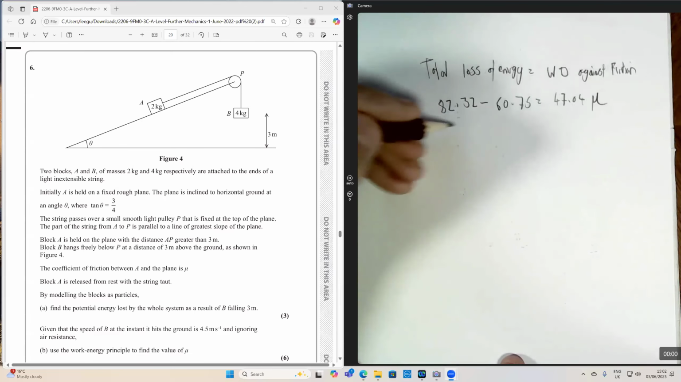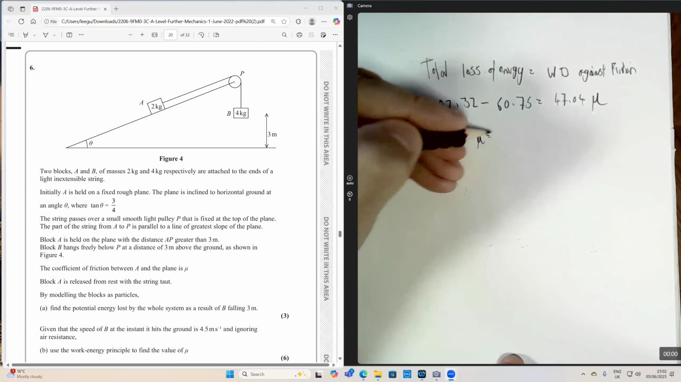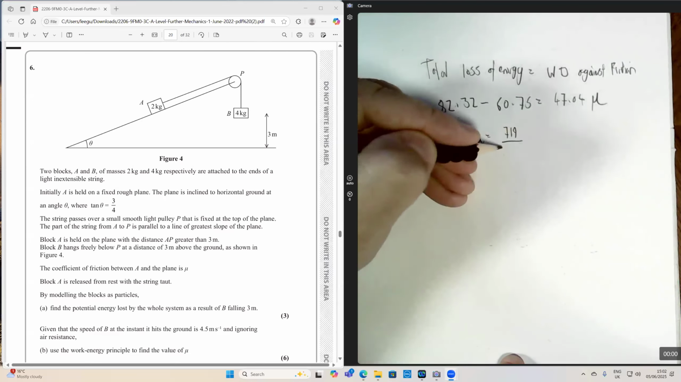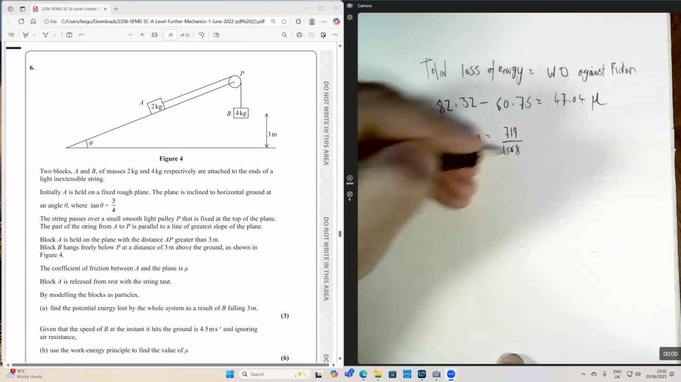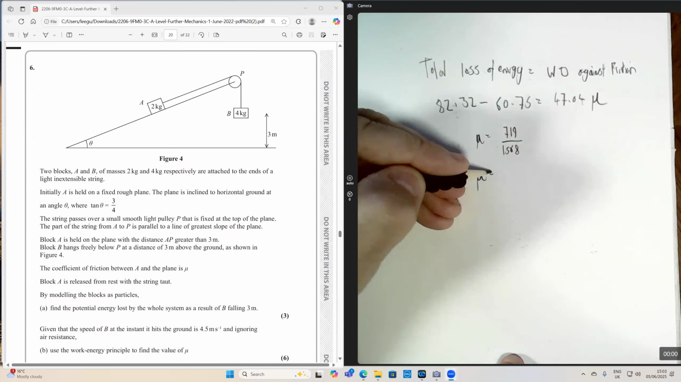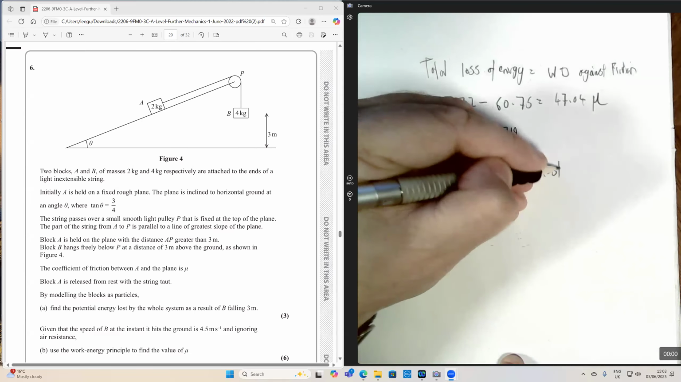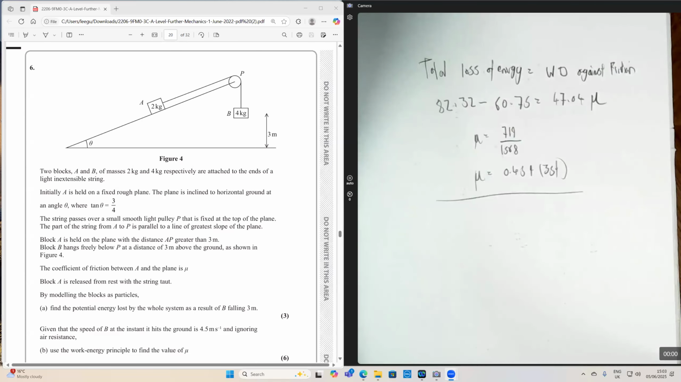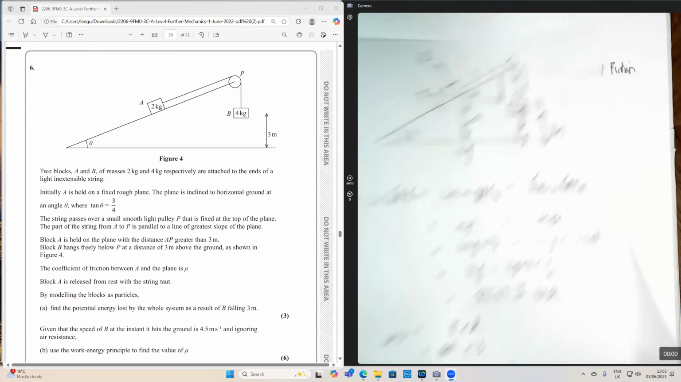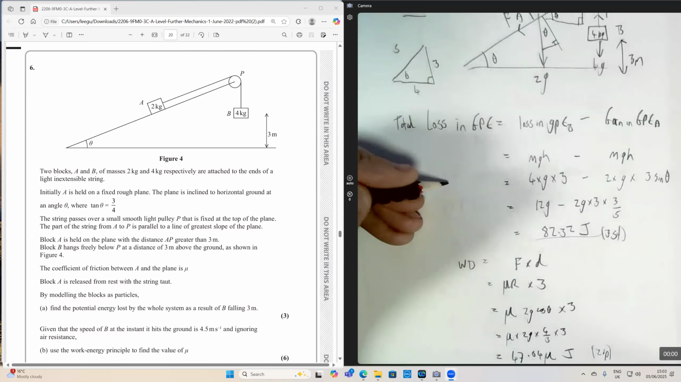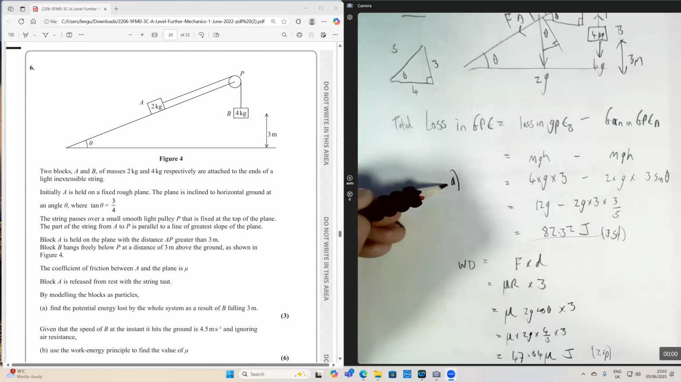So when we rearrange this, mu is going to equal 719 divided by 1568. So therefore our mu is equal to 0.459 to 3 significant figures. Okay, and I think I've done part A and part B there. Part A was find the potential energy lost, so the loss in gravitational potential energy is there. That's our part A done.